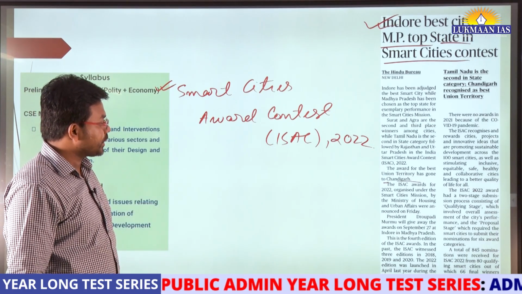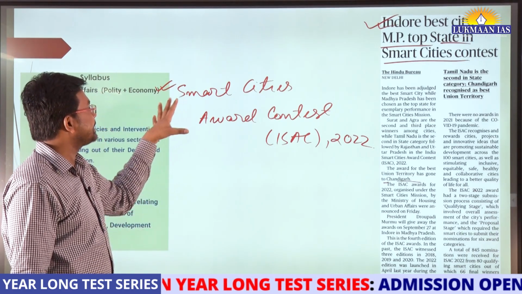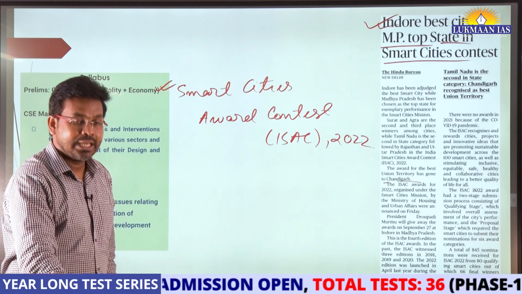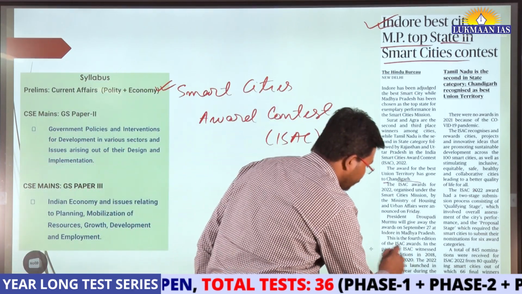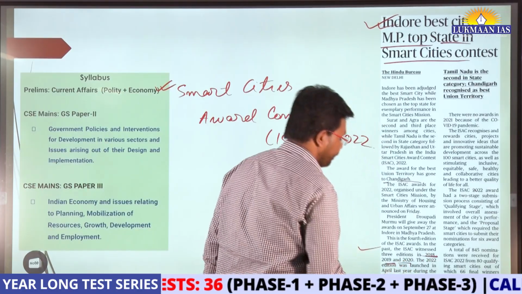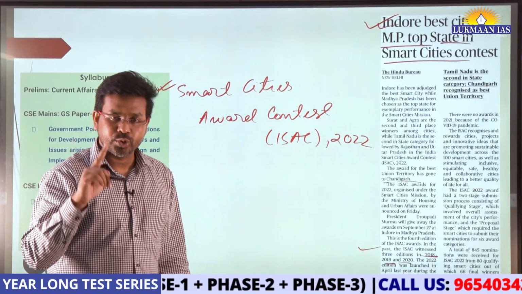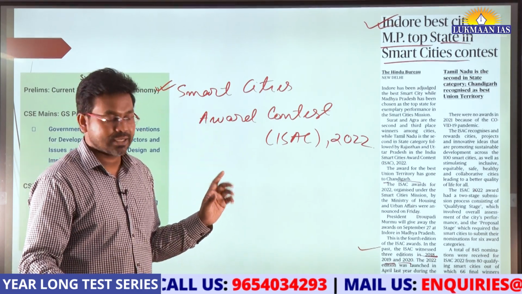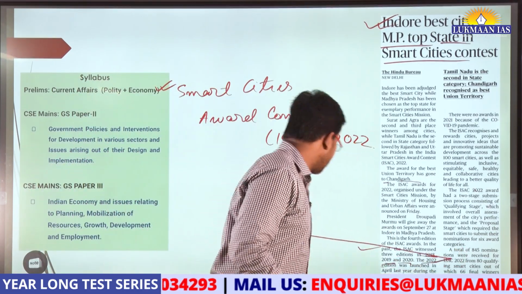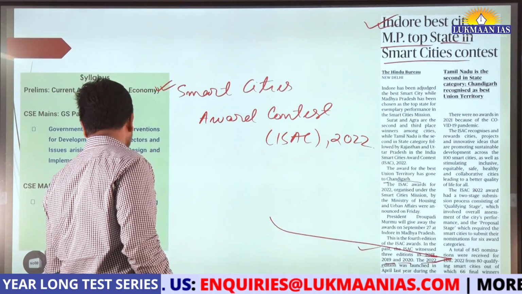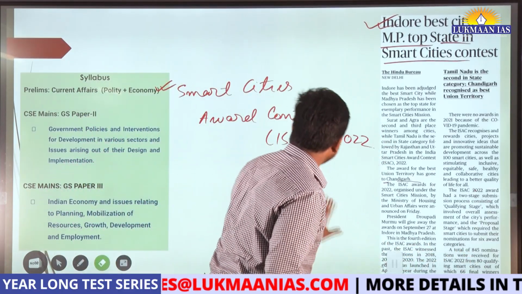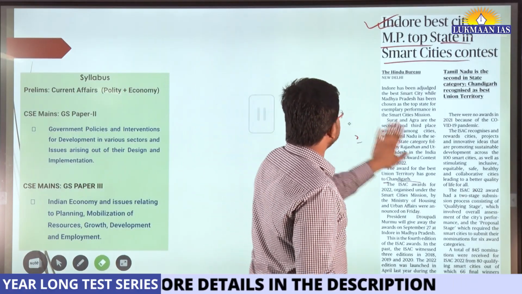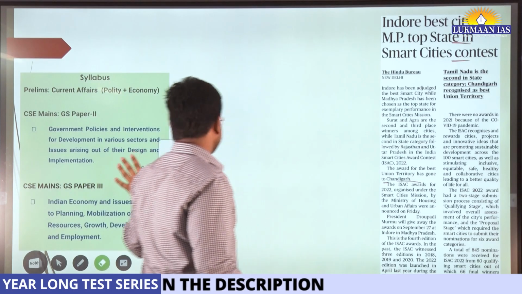And also they have mentioned that this particular ISAC, which means Smart Cities Award contest, was earlier conducted in 2018, 19, 20, right? In 21, it was not conducted because of COVID-19. This is the fourth time that it was conducted, the Smart Cities Award contest 2022. So this has been conducted, right? So it is important that you remember the names of the cities also, okay? Names of the cities.